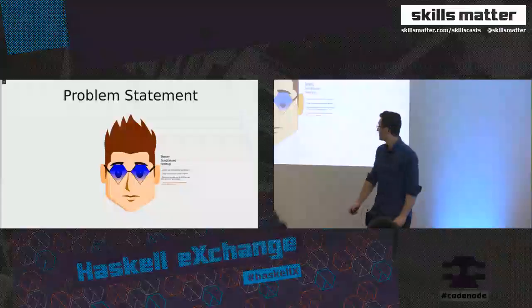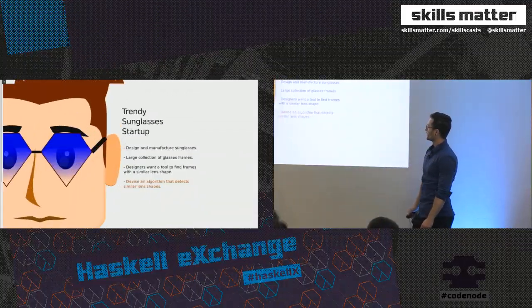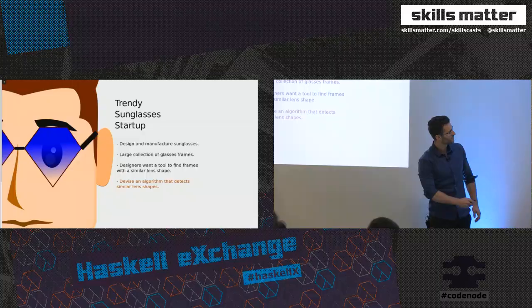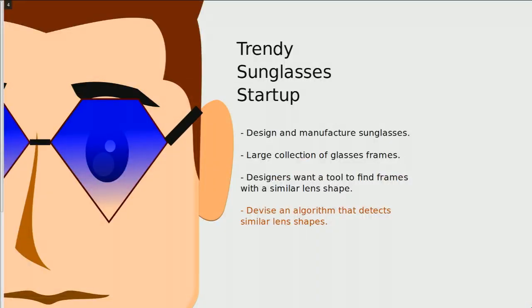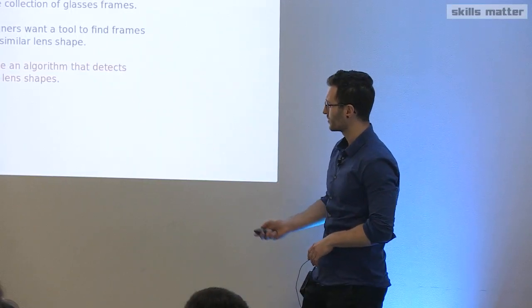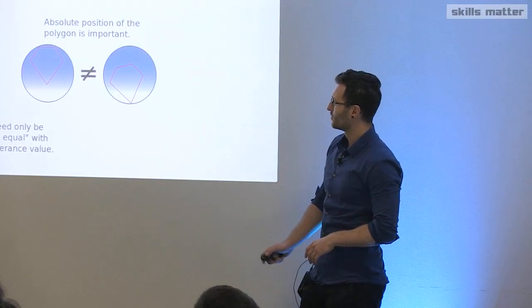So imagine that we're part of a trendy sunglasses startup. We're making these really trendy glasses here. And we have a large collection of frames, actually, so our designers are asking for a tool to tell if we have lenses of similar shapes. So you can see these are diamond shaped, for example. But we have a whole bunch.